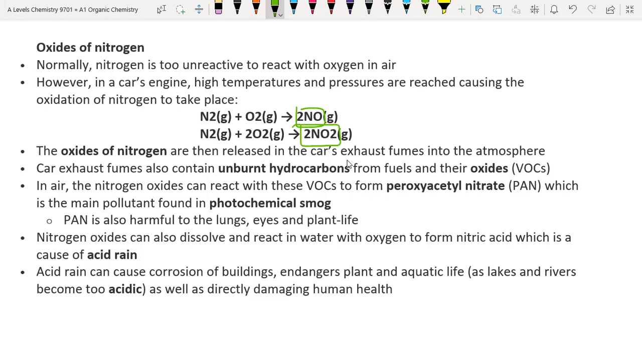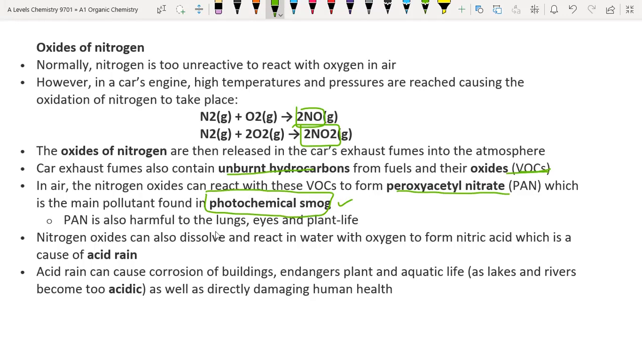The oxides of nitrogen, when released in the air, react with unburnt hydrocarbons and form volatile organic compounds, which as a result create peroxyacetyl nitrate, PAN. That is the main pollutant found in photochemical smog.